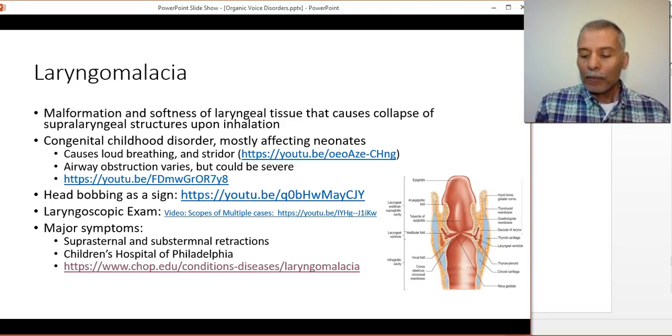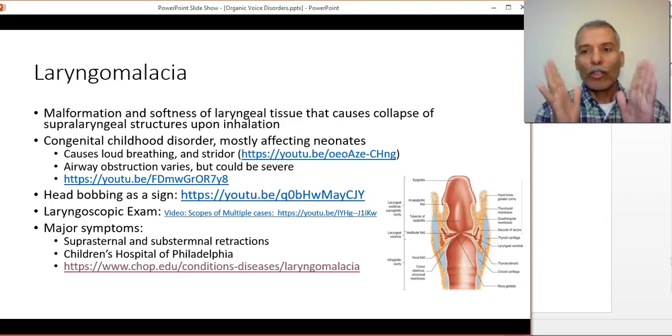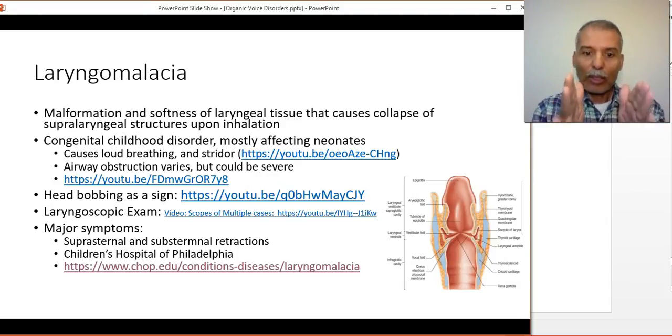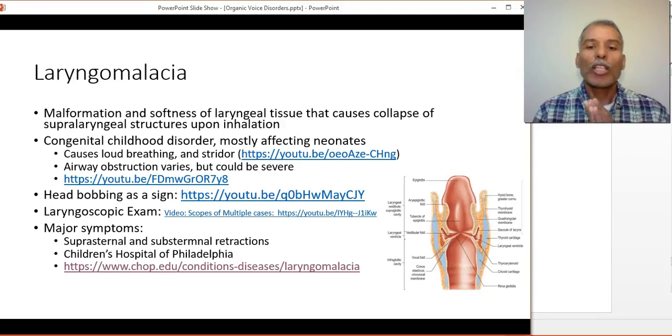But basically, you hear a lot of these characteristics of laryngomalacia when the person inhales. So they go, that's called stridor. Stridor is a term referring to this kind of either inhalation or exhalation noise, most commonly the inhalation stridor.